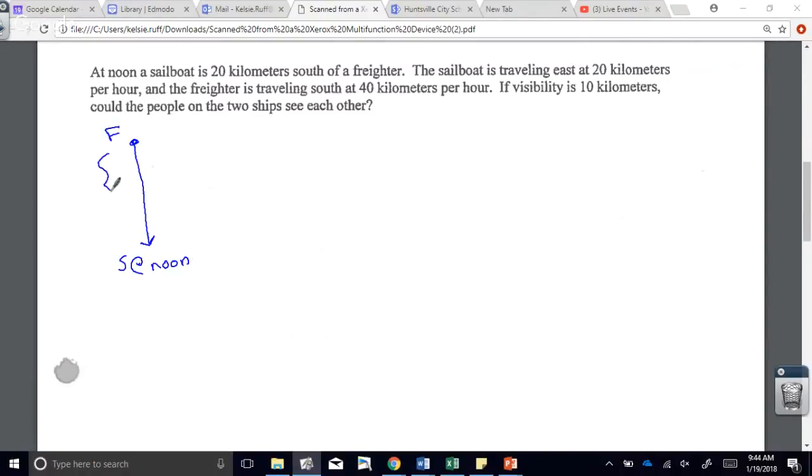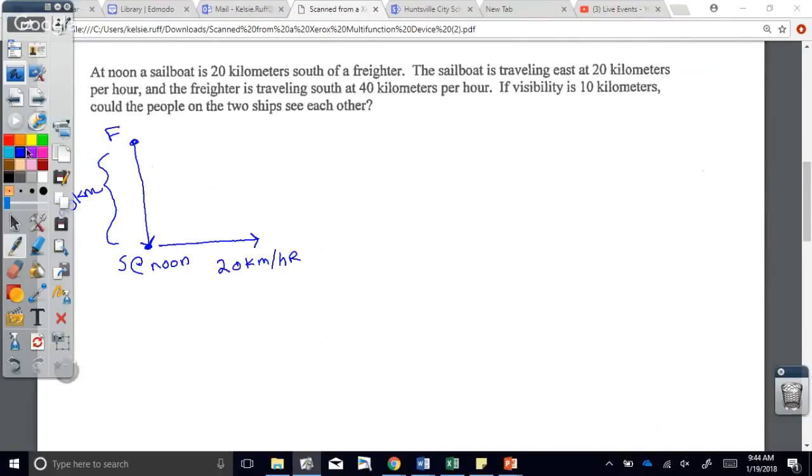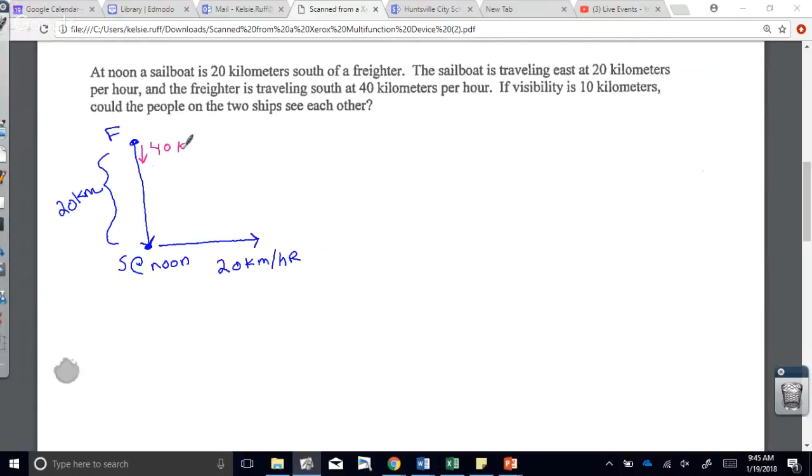We know the sailboat at noon, and we know that this distance right here is 20. And the sailboat is traveling east at 20 kilometers per hour. So right now we're here, traveling east at 20 kilometers per hour. And the fritter is traveling south. I guess I can change color here. At 40 kilometers per hour.